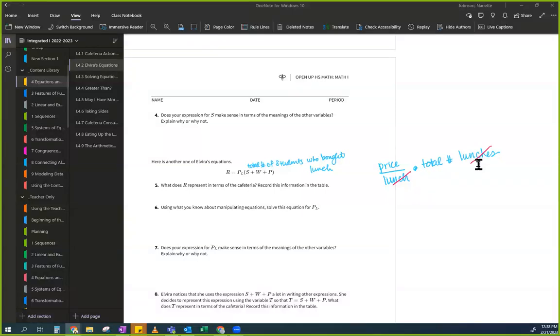Okay, so we're back and we are still in 4.2. We're going to finish this off really quick and see if we can get some more understanding about writing equations, solving equations, and giving meaning to variables.